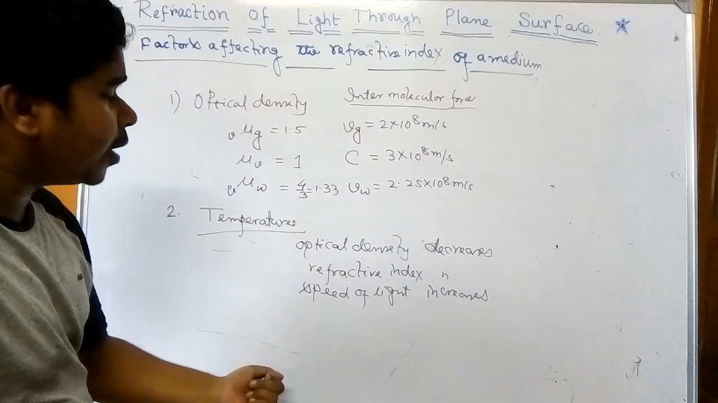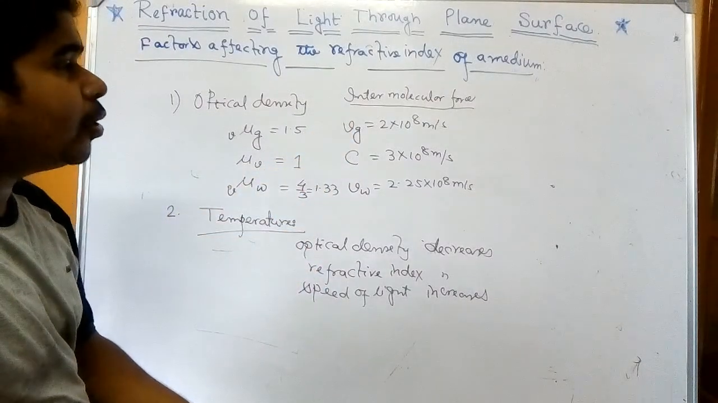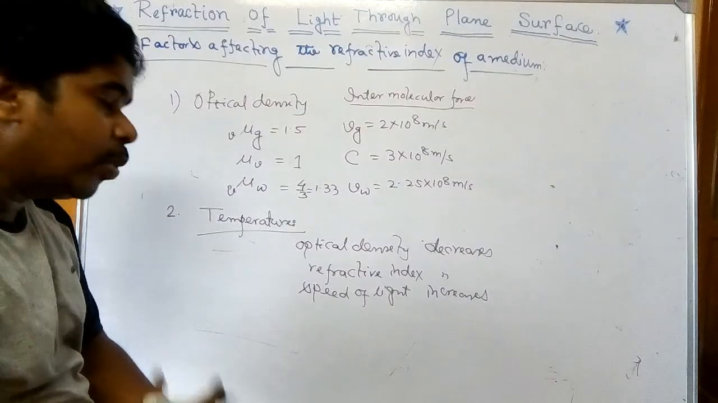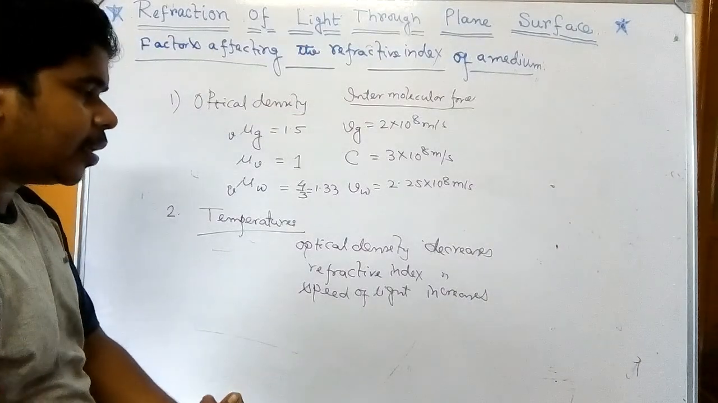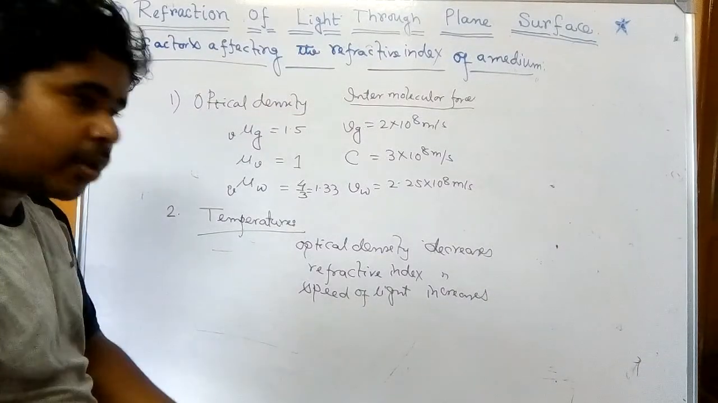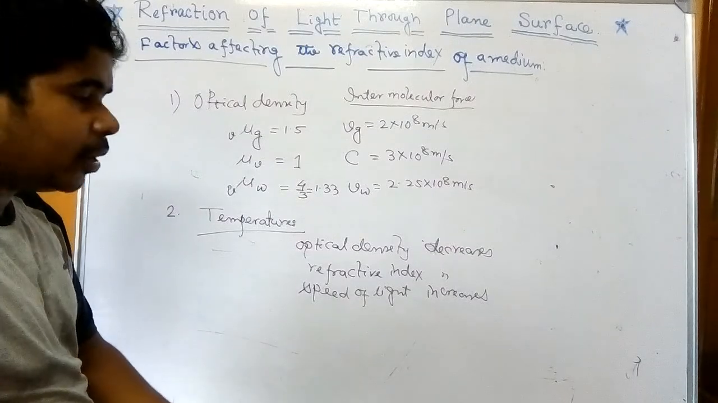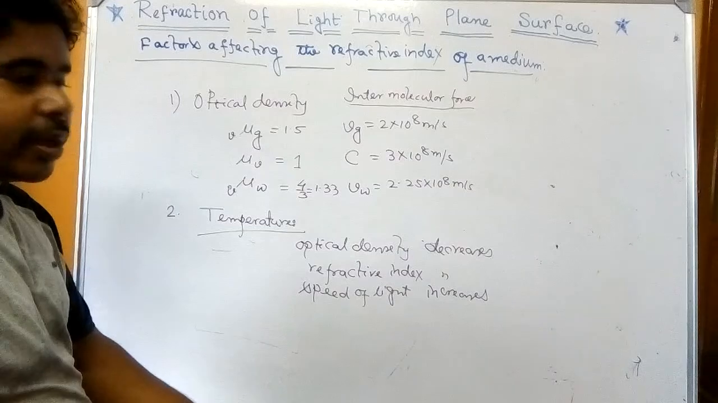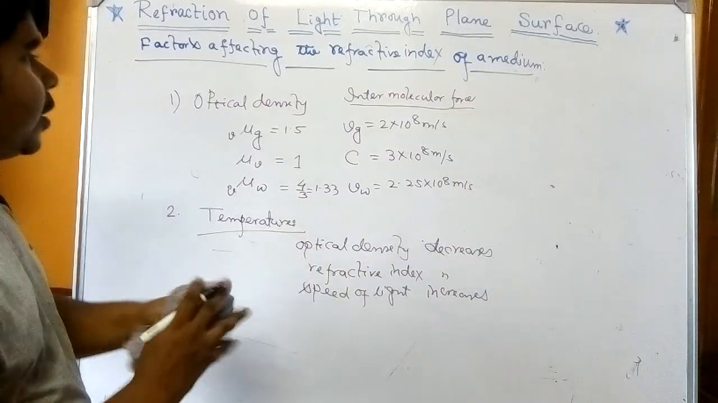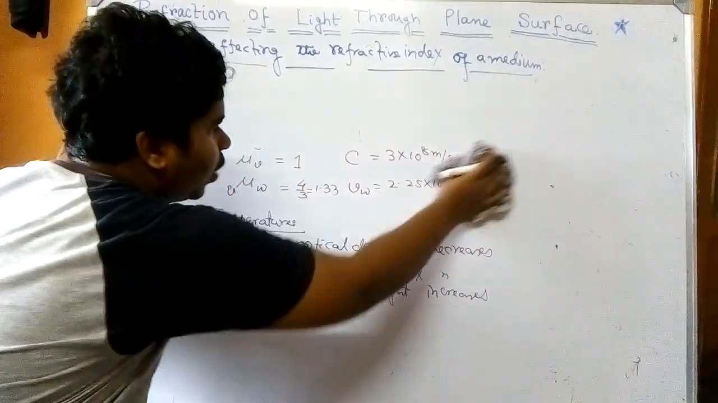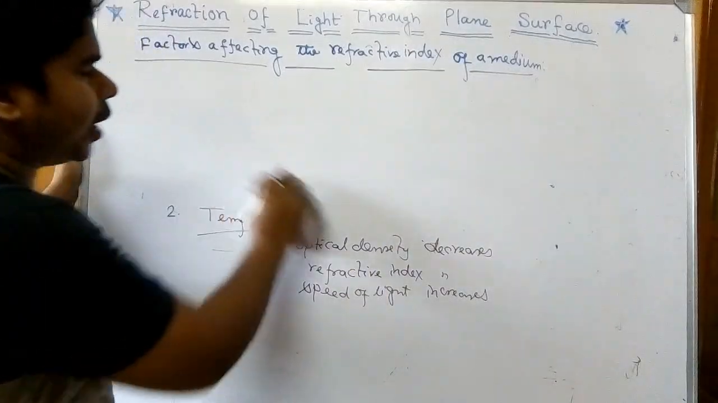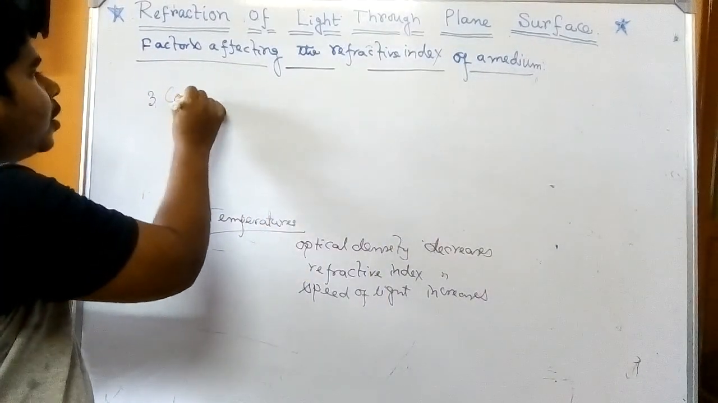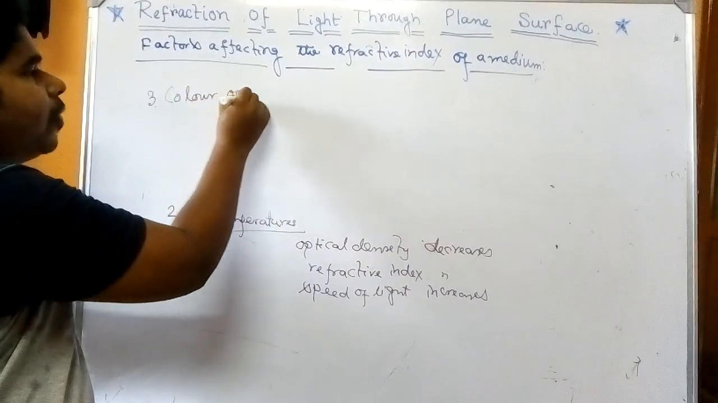As you increase temperature, the intermolecular force between the molecules of a medium decreases, and as it decreases, the refractive index will also decrease, the optical density will decrease, and the speed of light increases. Okay, that is another factor. Coming to the next one, and that is very interesting. That is number 3, color of light.